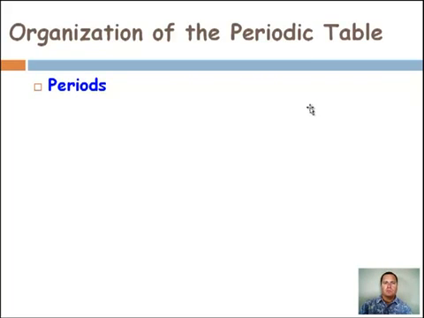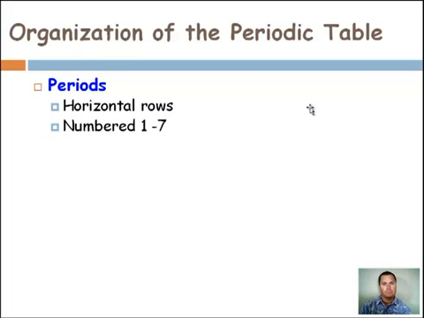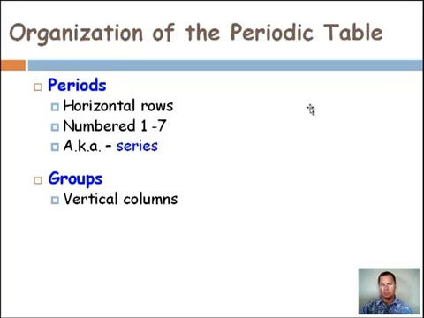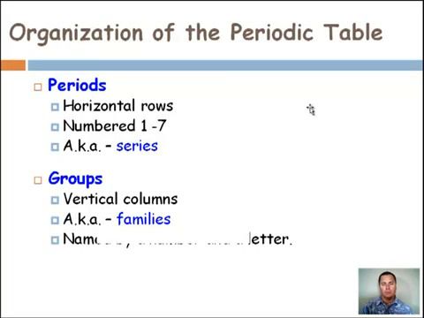So the periodic table is organized into periods, which are horizontal rows. Going this way, they're numbered 1 through 7. They're also sometimes called series. We will refer to them more as periods in class. Now going the other way, we have groups. These are vertical columns, and they're also called families. So groups or families are used interchangeably.